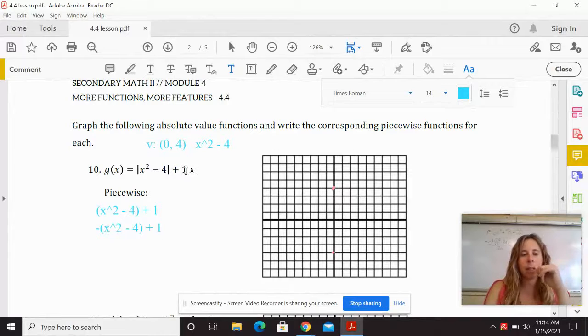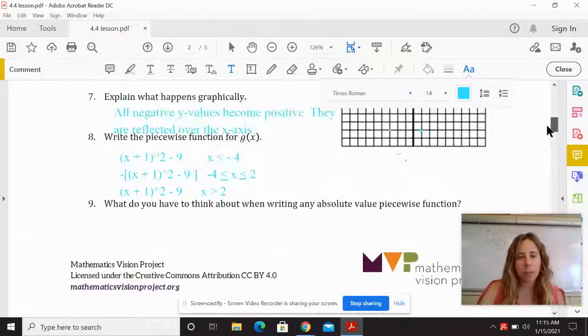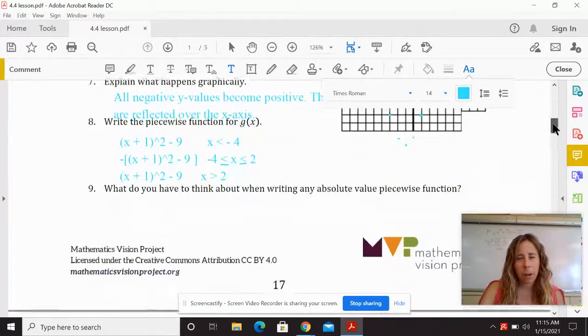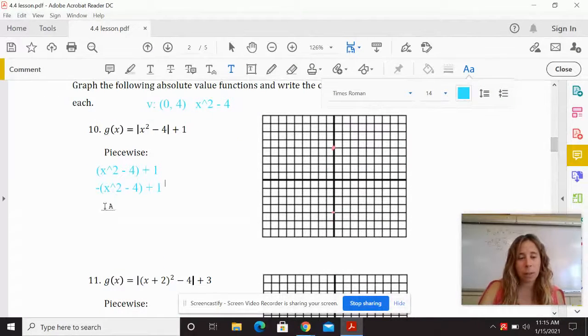You're taking the opposite of what is inside. Do not let that confuse you on number 9. I'm going to scroll up for a second. Number 9, everything was inside. When we took the absolute value of f of x, that's everything. So everything was inside. So that's why we had to take the opposite of everything. So you're taking the opposite of whatever is inside the absolute value. All right, so there's a difference. So make sure you're writing the 1 on the outside.